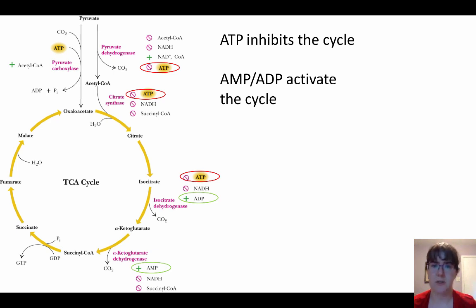ATP, another high energy signal, will also inhibit the cycle. So ATP is going to inhibit pyruvate dehydrogenase, citrate synthase, and isocitrate dehydrogenase. Low energy signals, AMP and ADP, will activate the cycle. ADP will activate isocitrate dehydrogenase. AMP will activate alpha-ketoglutarate dehydrogenase. So as you look at these, realize that those are all affecting the 4 different enzymes we've been talking about, but some of them are affected by ATP, some of them are affected by ADP, some of them are affected by AMP, and isocitrate dehydrogenase is affected by both.